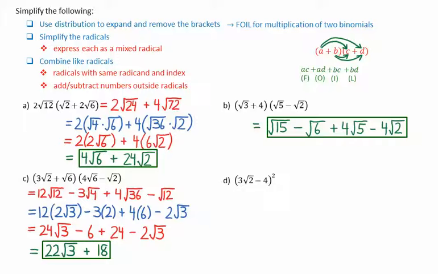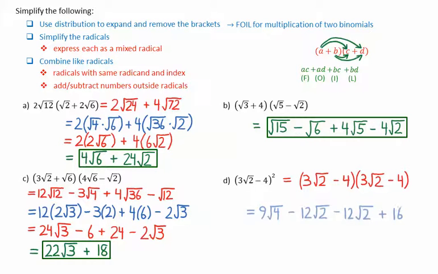For question D, here we have a binomial being squared. Be aware that we still have to use FOIL. In this case, it corresponds to (3 root 2 minus 4) times (3 root 2 minus 4). Using FOIL, we get 3 root 2 times 3 root 2, giving 9 times root 4.